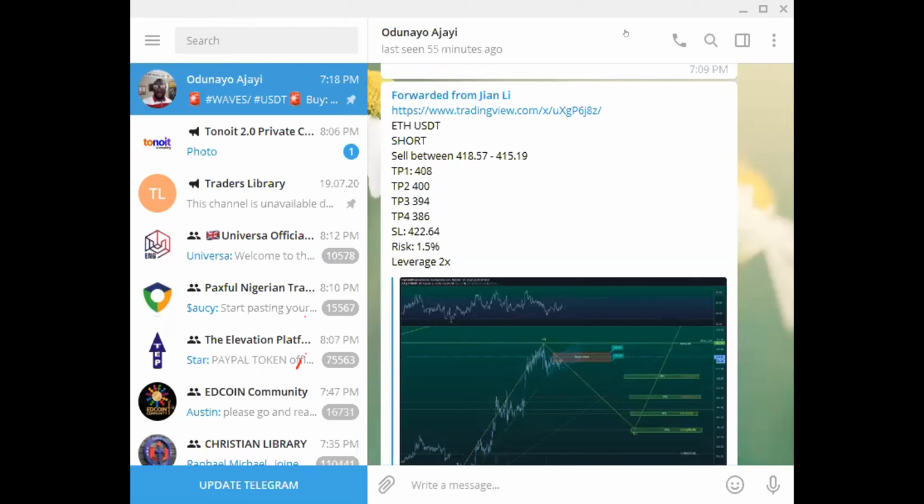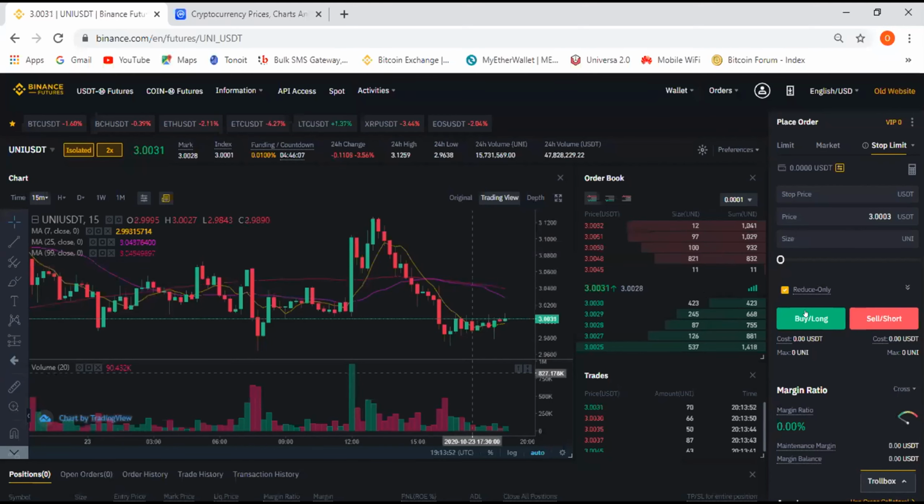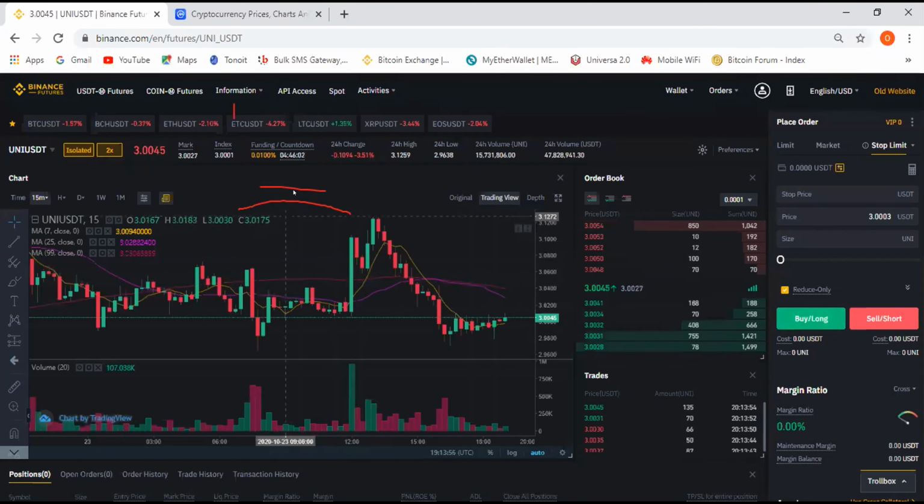So for the UNI, you click on buy. Buy means long.